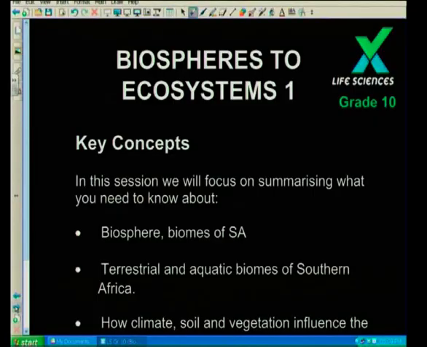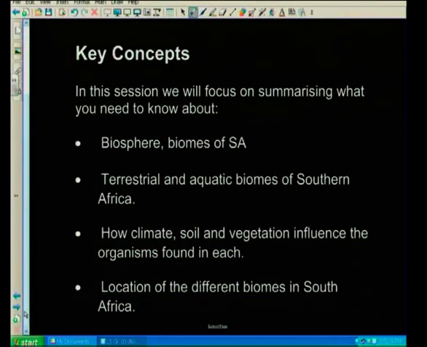biosphere. First of all, you need to know the biosphere, and then we're going on to the biomes of South Africa. Then we're going to move on to the terrestrial and aquatic biomes of Southern Africa. From there on, we're going to look at the climate, the soil, the vegetation, which are the plants, and from there we're going to move on to the location of the different biomes in our country, South Africa. So we're going to break each of these concepts down into more detail. Right, let's start and go on to the next one.